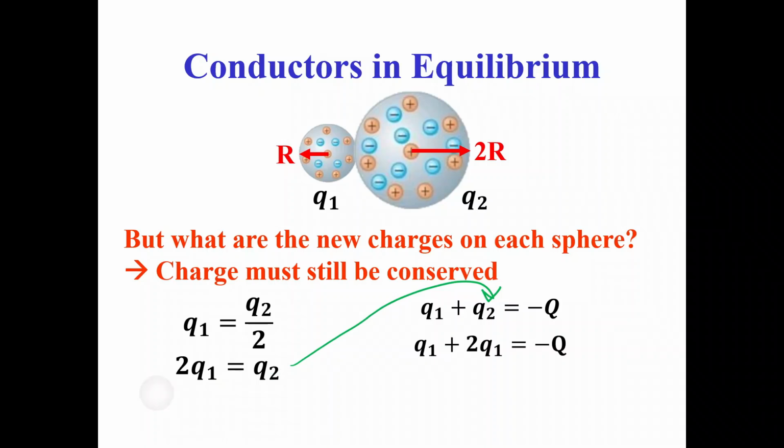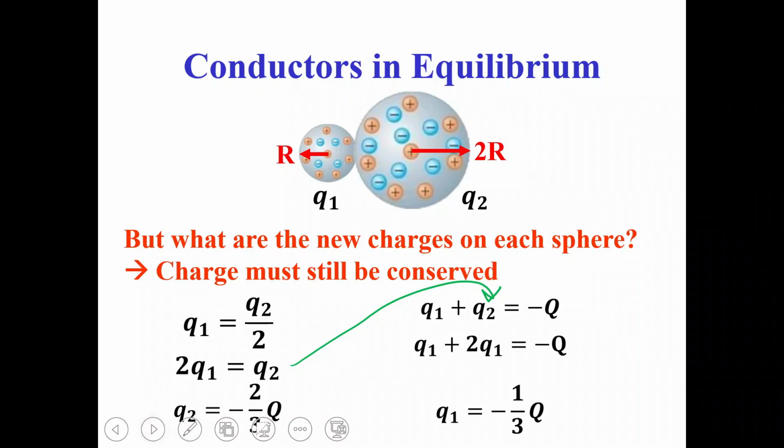Combining those together, we find that Q1 is equal to negative 1/3 of our total charge Q. We can then sub in back here, and we find that Q2 is equal to negative 2/3 of Q. So we check that, and we can see that Q2 is double of what my value for Q1 is.